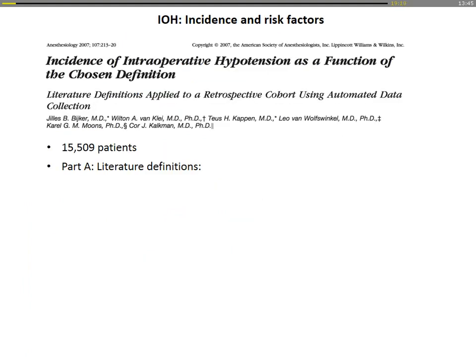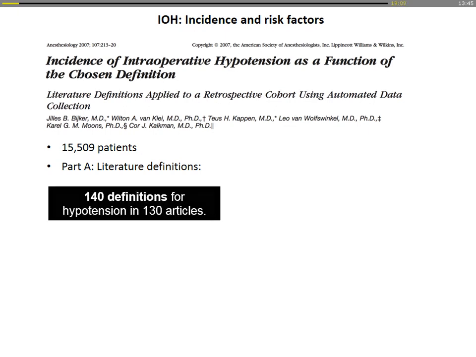So this is a group from the Netherlands, and they looked at more than 15,000 patients. And before they did it, they looked at the literature, what is hypotension? And they found 140 different definitions of what hypotension is in 130 articles. So it's the same as 10 doctors having 10 opinions. They found a lot of different definitions.